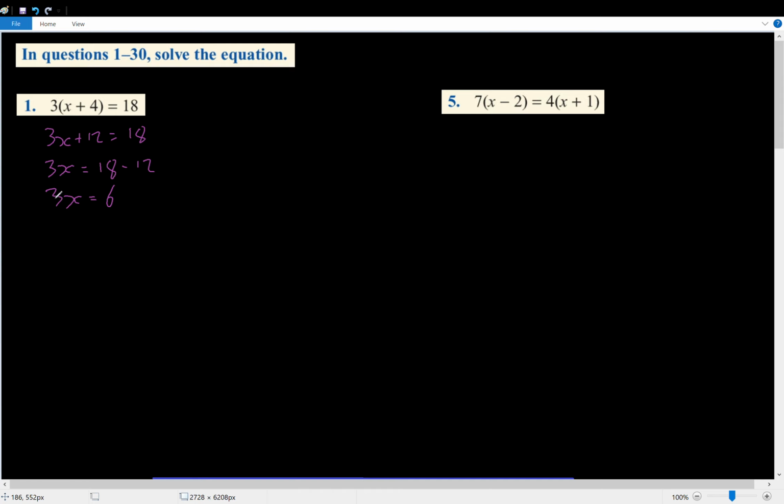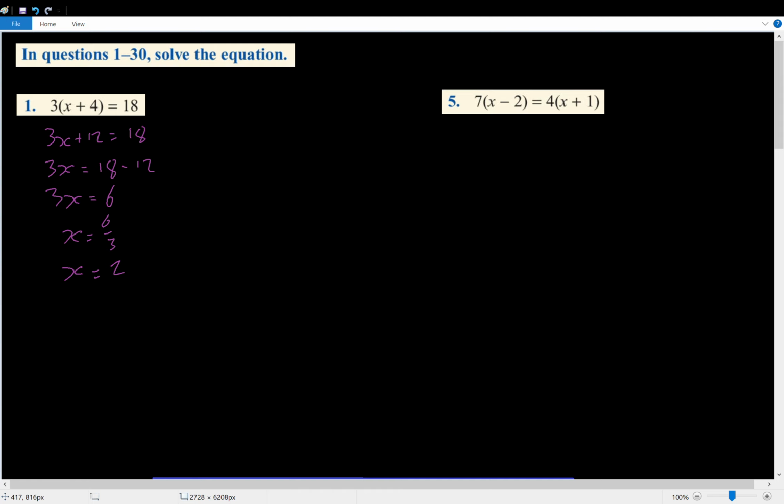And then from here we're going to move our multiply by 3 from the left hand side to the right hand side, where it becomes a divide by 3. So we get x is equal to 6 divided by 3. So in this case x is equal to 2, like that. Okay, so that's the first question. Let's look at question 5.